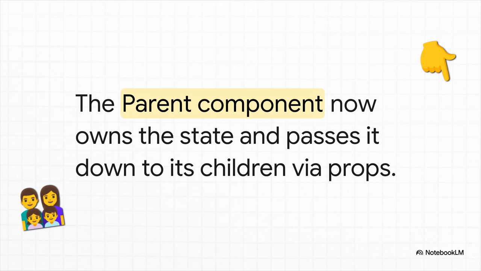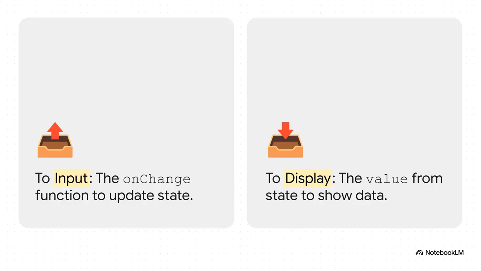So now that the parent is the boss of the state, it has a new, very important job. It has to distribute the data and the ability to change that data down to its children. And it does that using props. And here you can see the two sides of the coin perfectly. The input component, whose job is to change the data, well, it gets the onChange function as a prop. Meanwhile, the display component, which just needs to read the data, gets the actual value. Two different kids, two different jobs, and they're both managed perfectly by the parent.